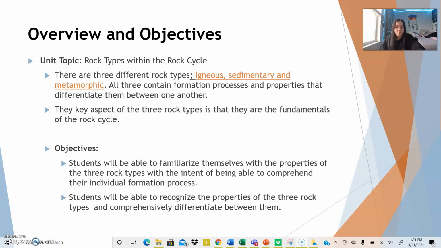The objectives of this lesson would be that students would be able to familiarize themselves with the properties of the three rock types with the intent of being able to comprehend their individual formation processes, and students will be able to recognize the properties of the three rock types and comprehensively differentiate between the three.